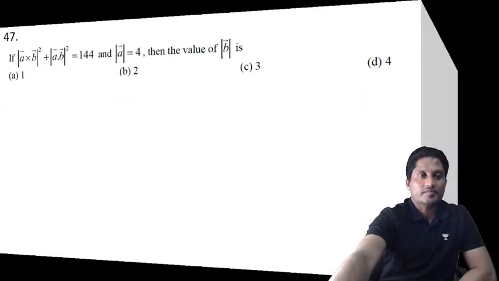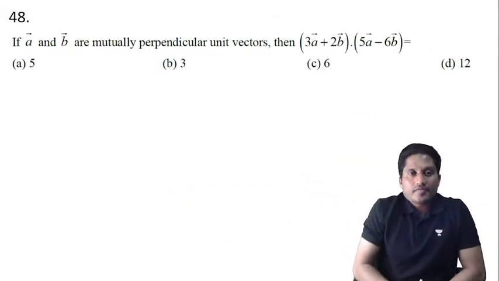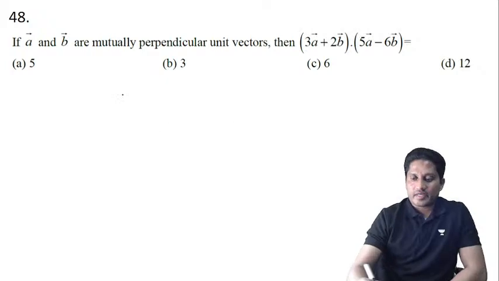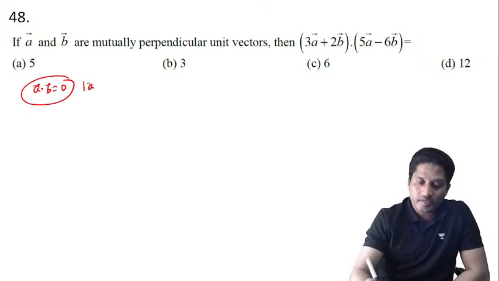Alright, let's move to the next question. See, if A, B, C are mutually perpendicular unit vectors, this means that A dot B is 0, right? Mutually perpendicular unit vectors: A dot B is 0, and also mod A is equal to mod B is equal to 1.